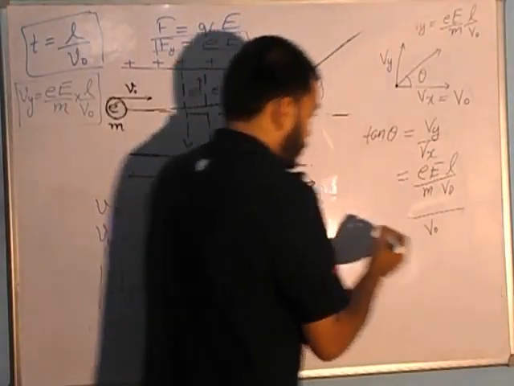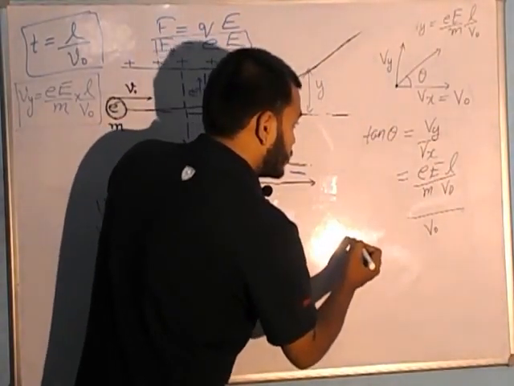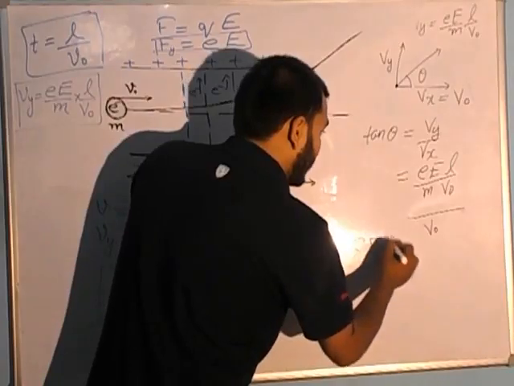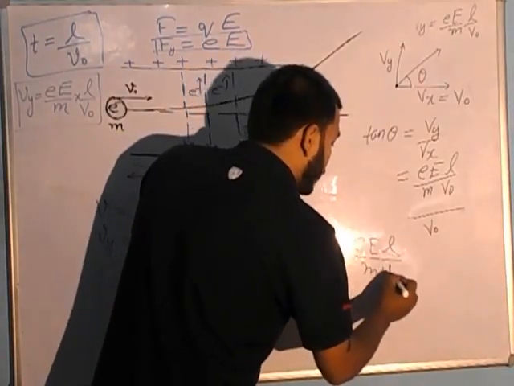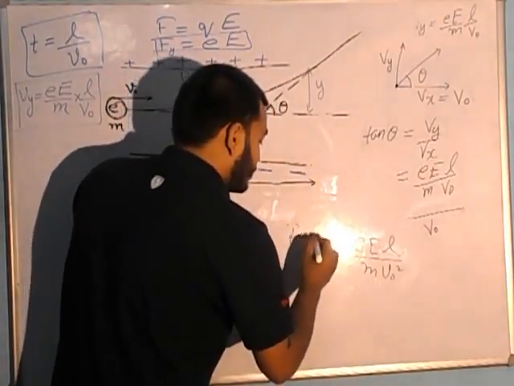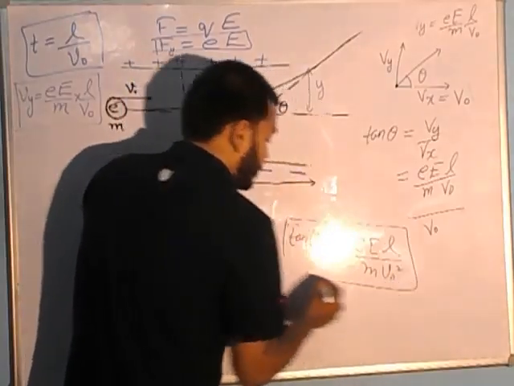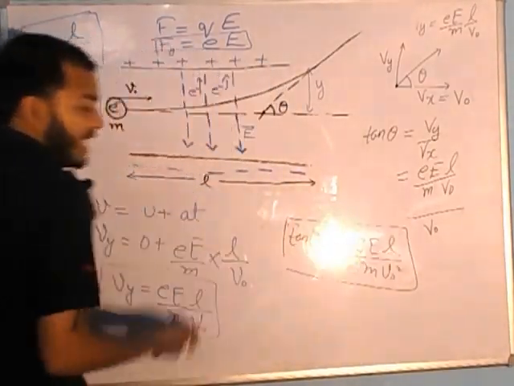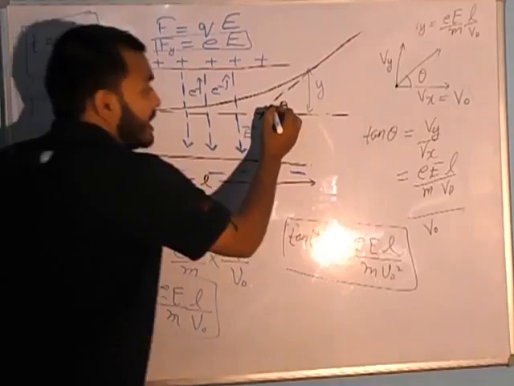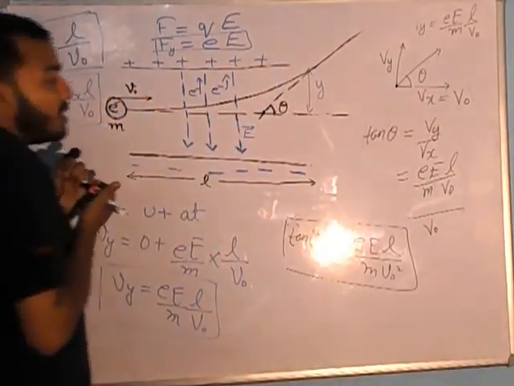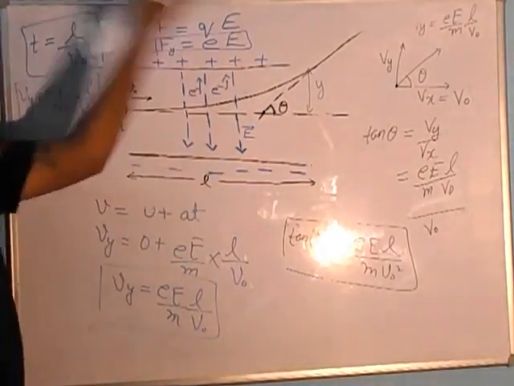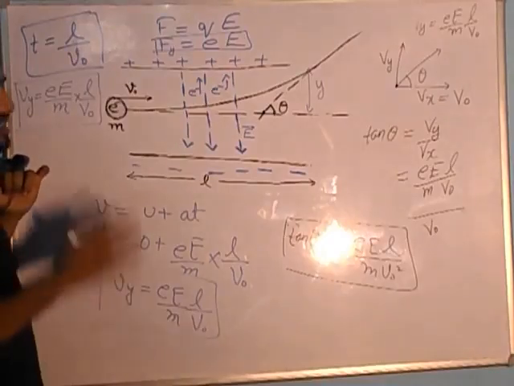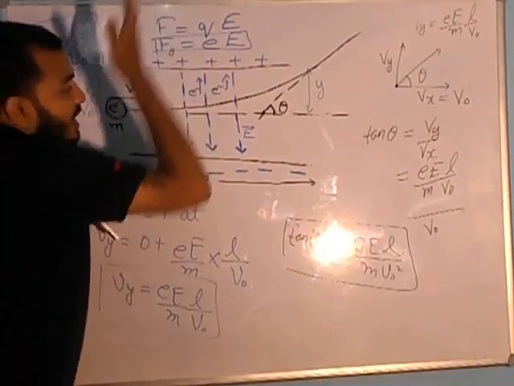So I am getting it to be equal to E L upon m v naught square. This is the tan of the angle. Now you can easily get theta is equal to tan inverse of this answer. This is the angle that the electron makes with the horizontal direction when it emerges out of the field. Now this is the trajectory of the electron and this much angle it subtends.